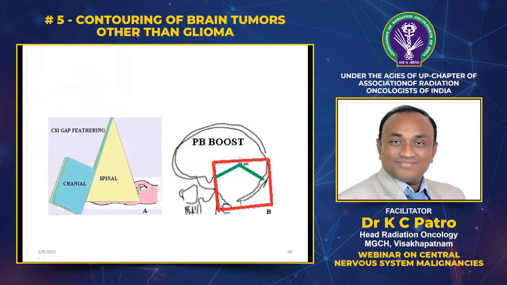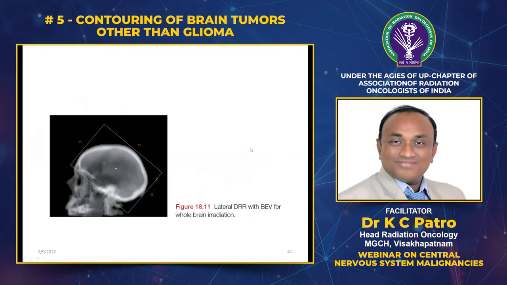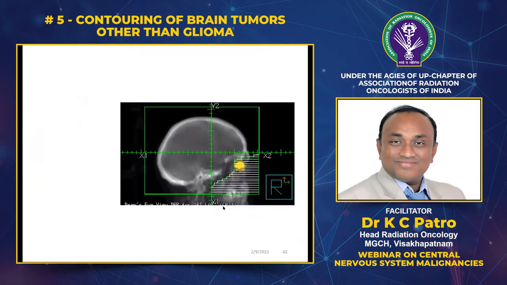And this is a posterior fossa boost, where you have to draw a line between the vertex and the midpoint of the foramen magnum, and you can mark the 2/3 junction, 1/3 junction and go for the field. And this is the whole brain irradiation. We can go with the oblique MLC field.